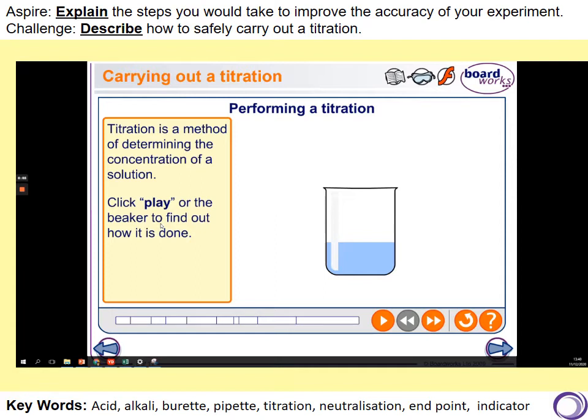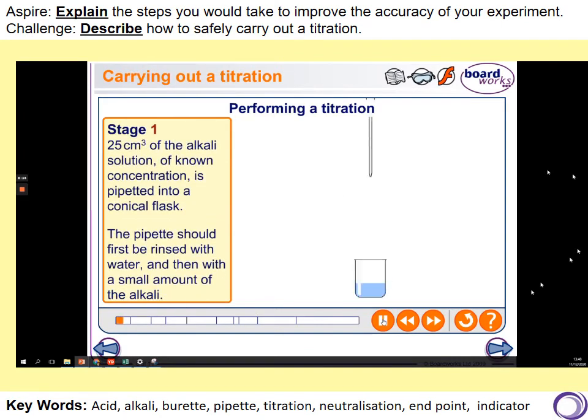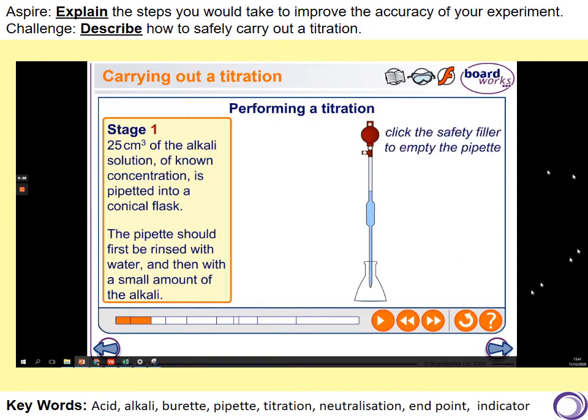We are now going to look stepwise at how we would perform a titration. First of all, you will need to take 25 centimetres cubed of your alkali solution. We do this using a pipette because pipettes are accurate at taking fixed volumes. We then add that to a conical flask.